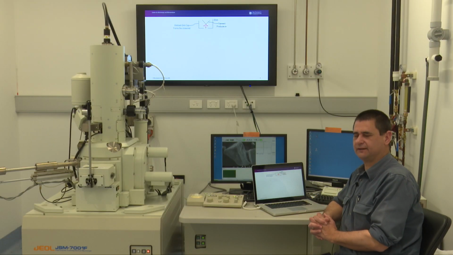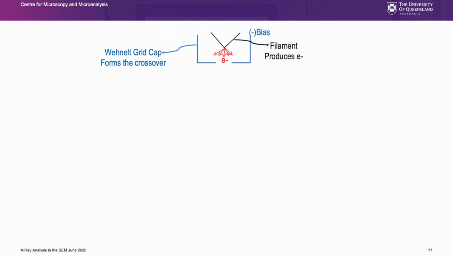Let's talk about the electron column. At the top, we've got the filament. This is our source of electrons. Normally, we heat this up and we begin to boil off electrons. The electrons spray out in all directions, not very useful to us.